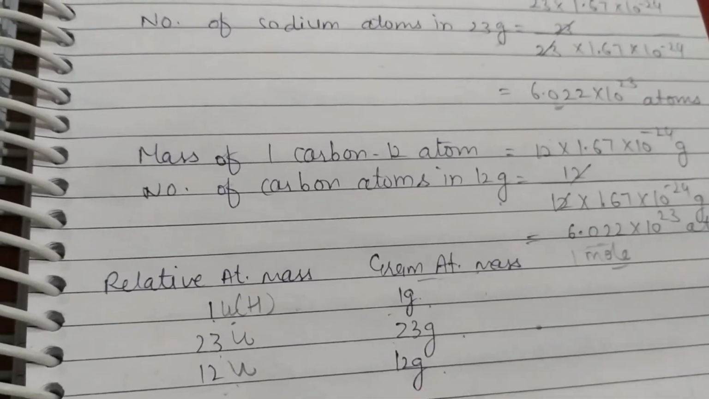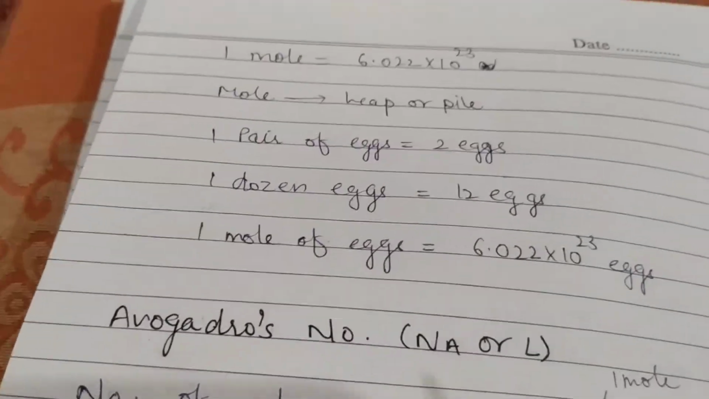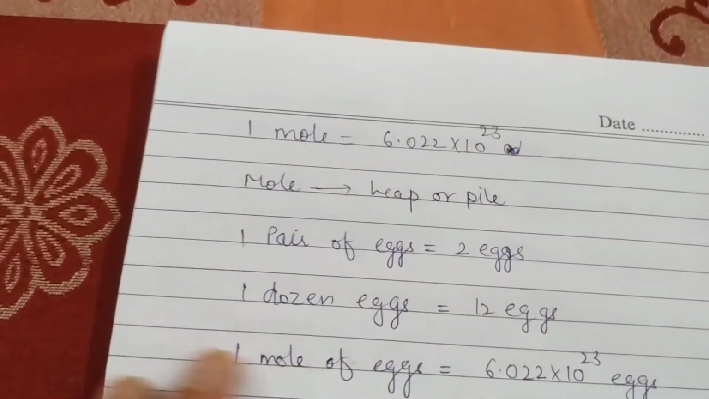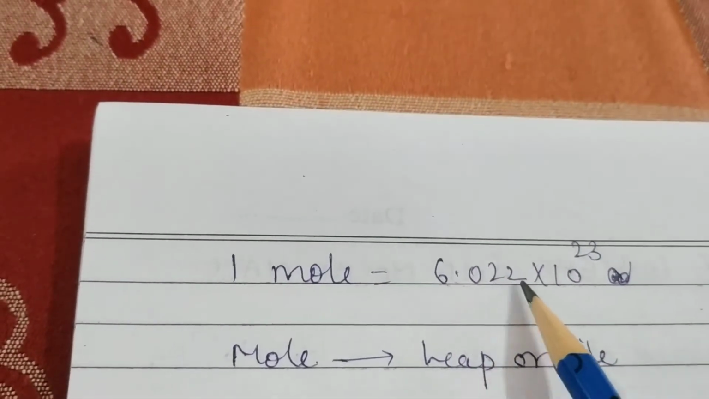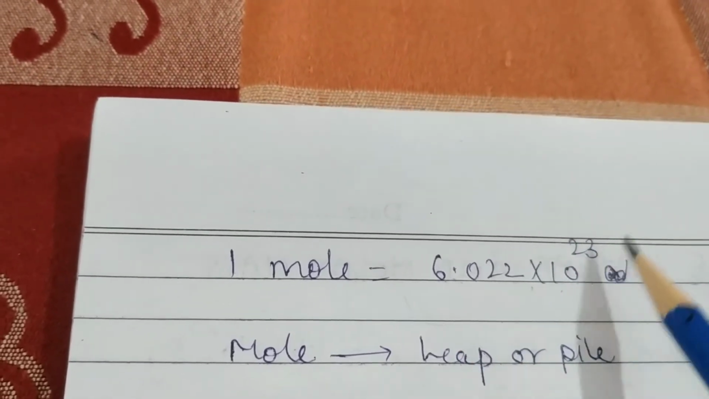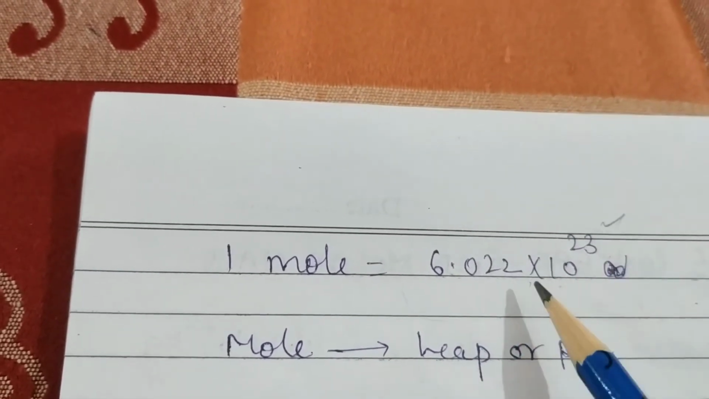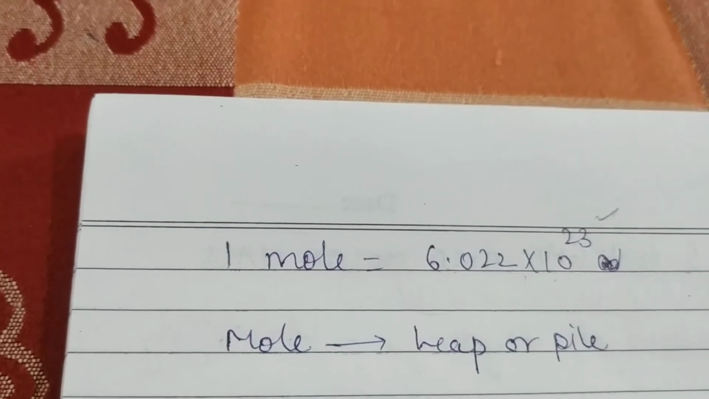So let us move further. As we know, 1 mole is equal to 6.022 into 10 to the power 23. Yes, this value we just found out.